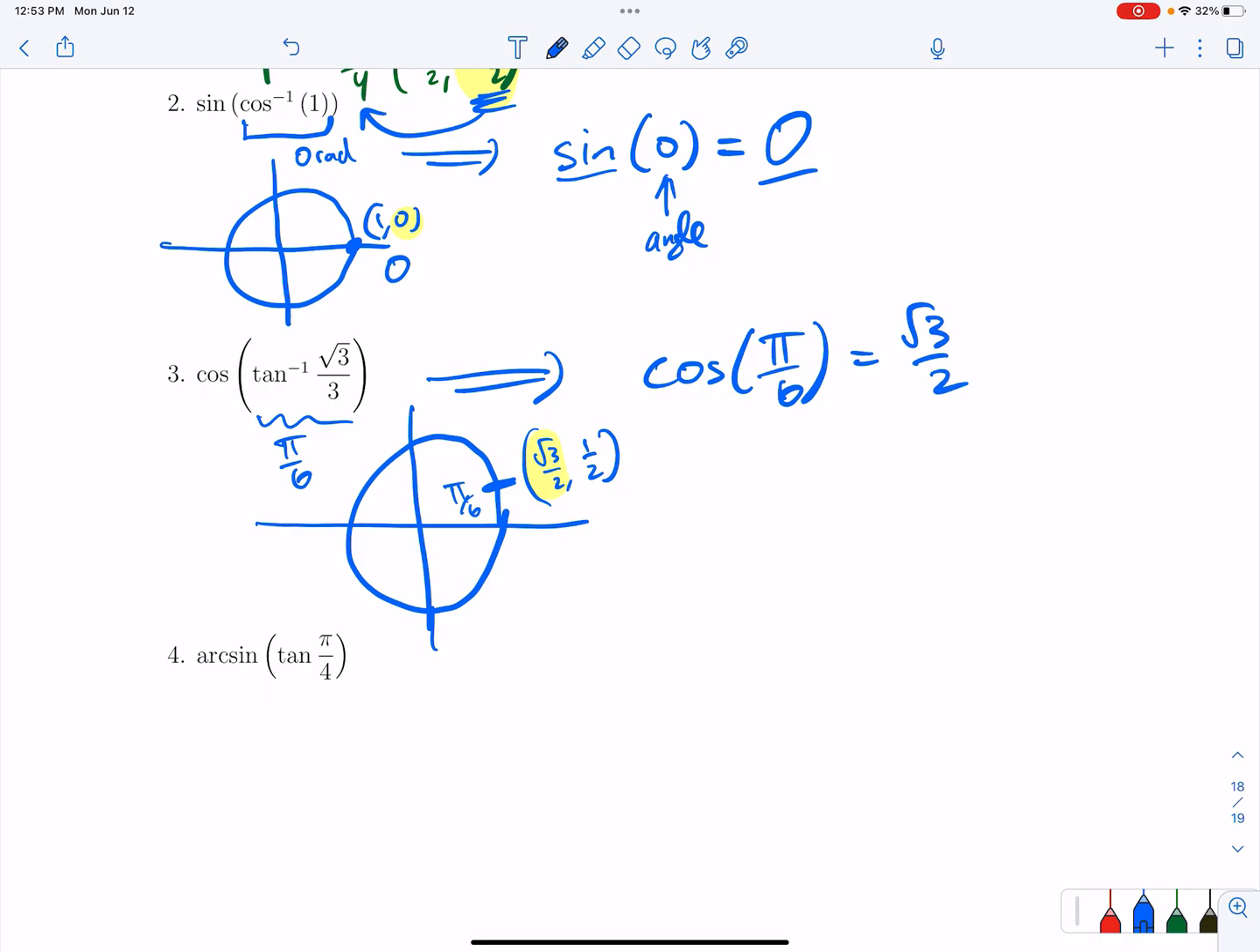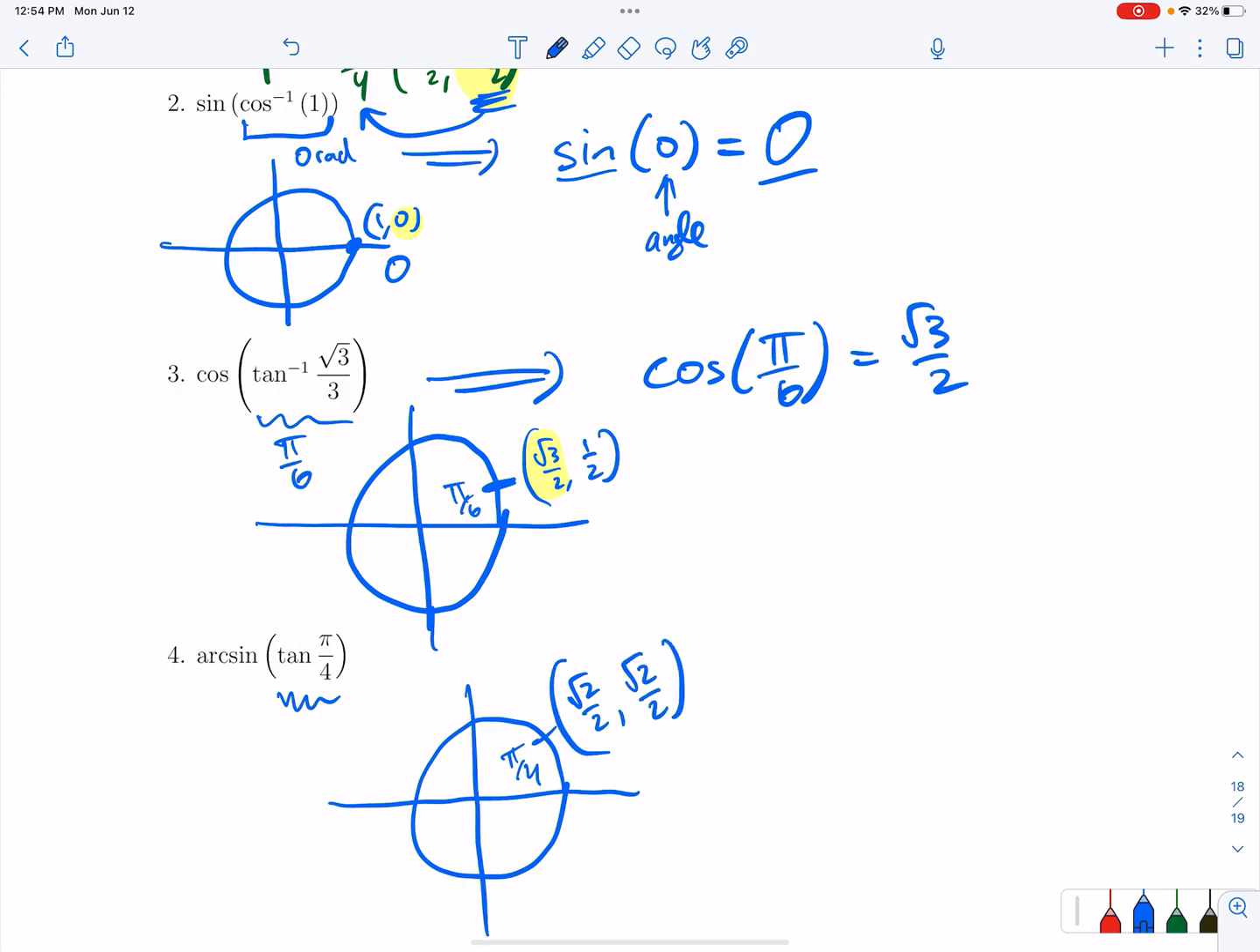Okay. And then lastly, arcsine of tangent of pi over 4. So tangent of pi over 4 is saying what's the coordinate at that angle pi over 4 for tangent. And at pi over 4, we have root 2 over 2, comma root 2 over 2. For y over x, that's going to give me a value of 1. So tangent of pi over 4 is equal to 1. So now I want to say arcsine of 1. What angle has a sine value of 1? Well, sine is equal to 1 up here, and that angle is pi over 2. So this whole thing is equal to pi over 2.